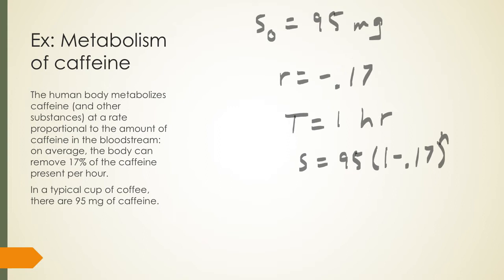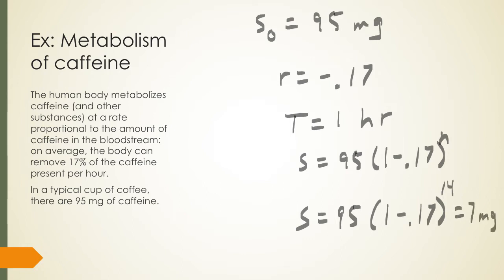Let's suppose you have a cup of coffee at 8 a.m. How much caffeine will be in your system at 10 p.m.? We calculate S is equal to 95 times (1 minus 0.17), all raised to the 14, representing the 14 hours difference. This comes out to 7 milligrams.